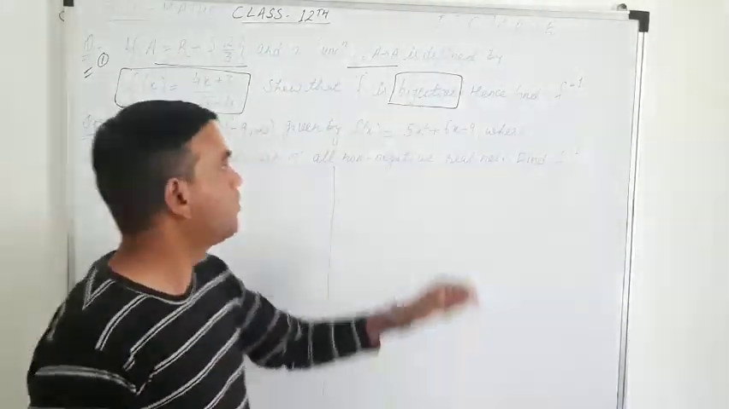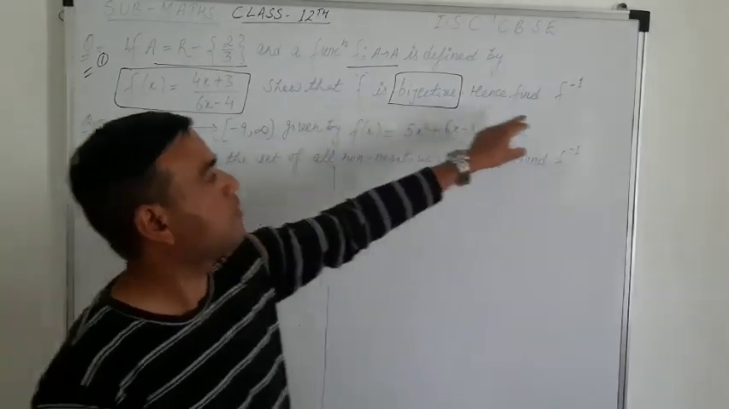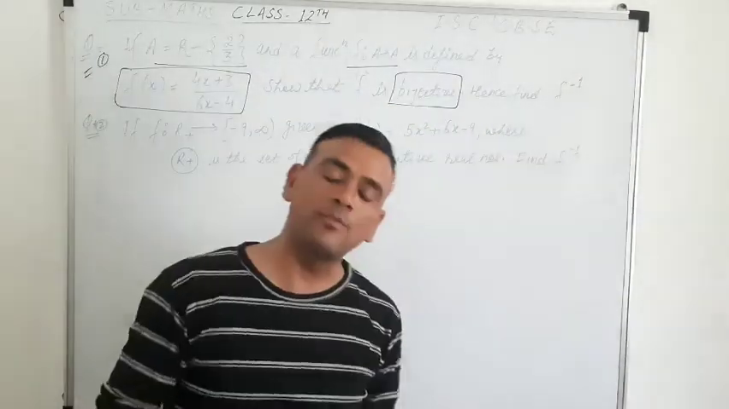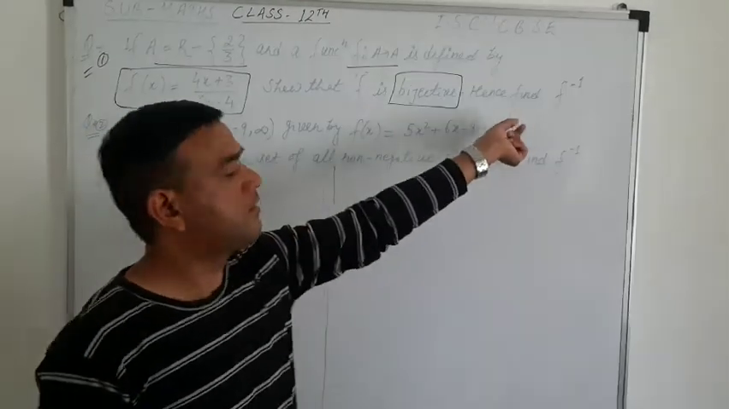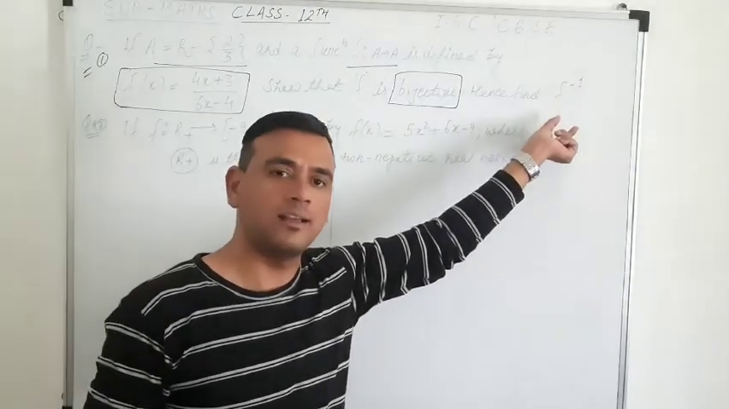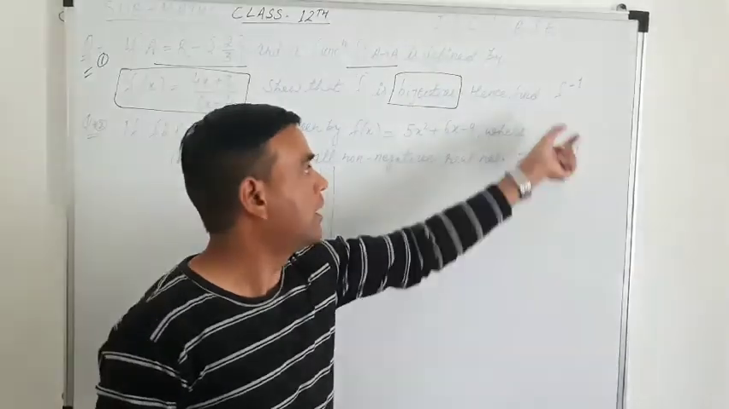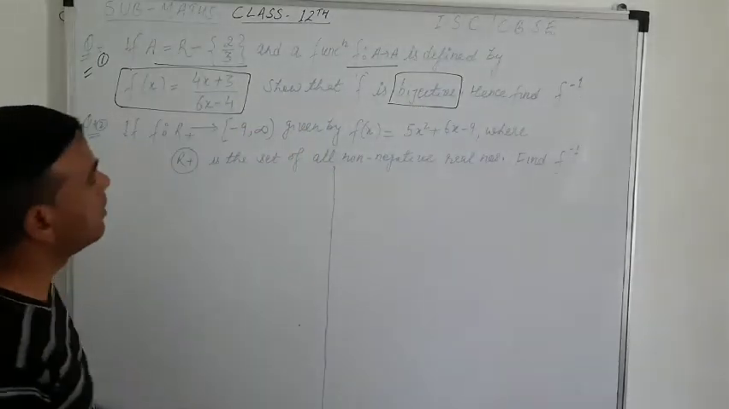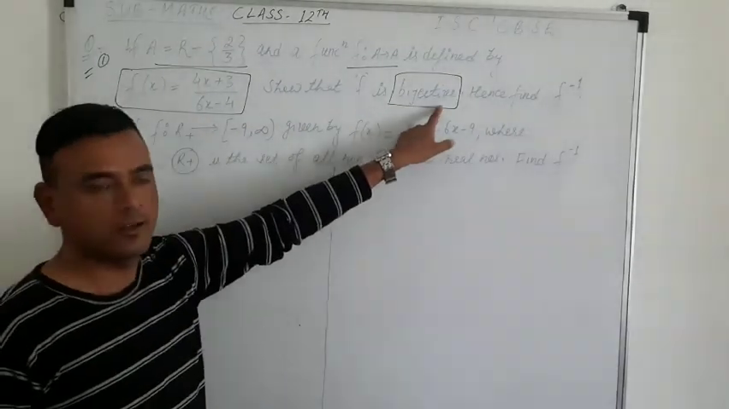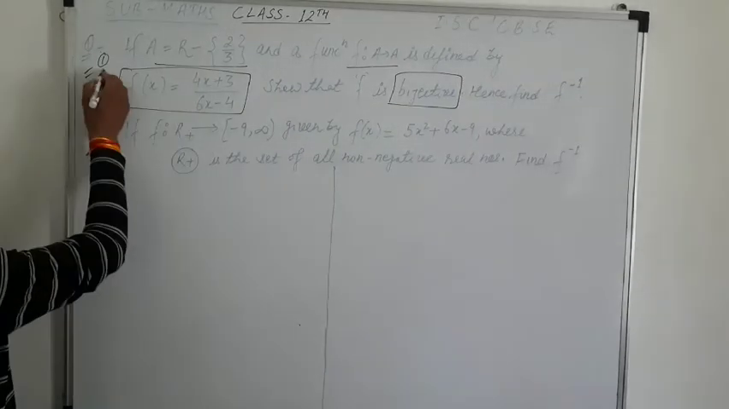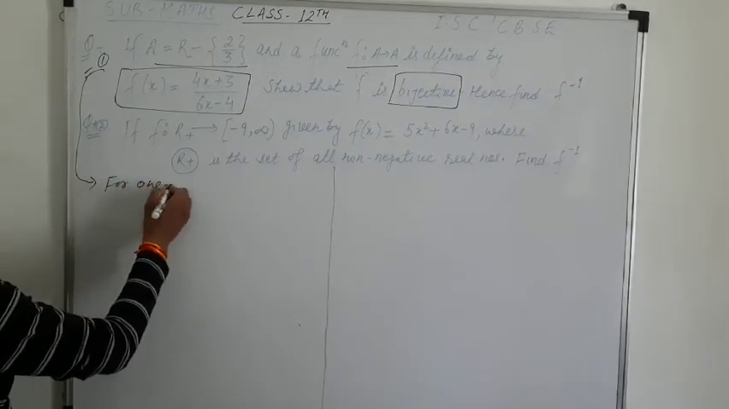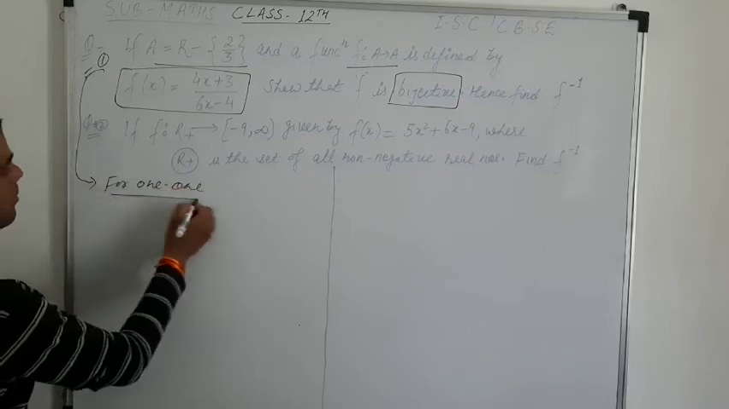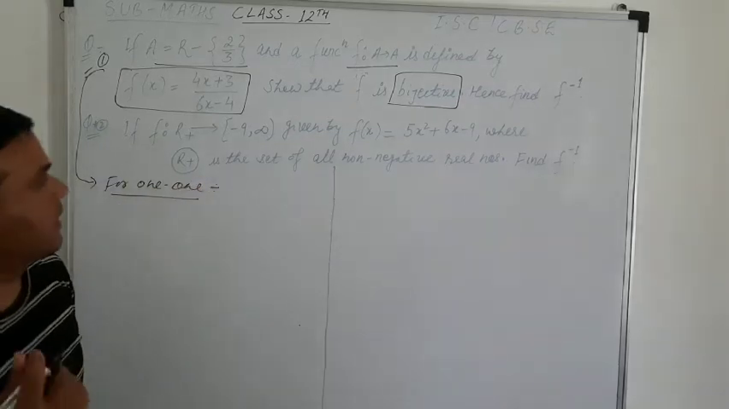Once we are able to prove that this function is bijective, then we have to find its inverse. We better know that when any function is bijective, then the inverse of that function exists. Okay, let me continue this question. To prove that this function is bijective, first I will check whether this function is one-one or not.